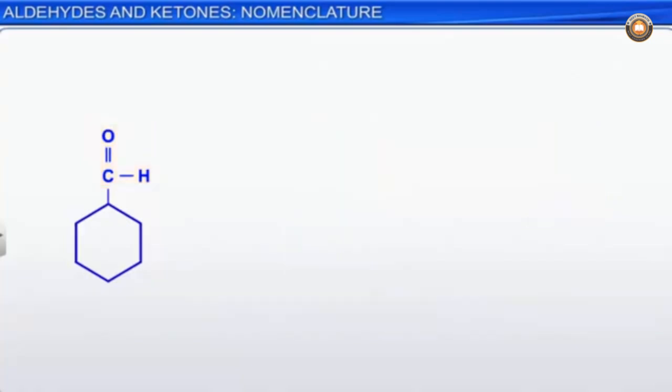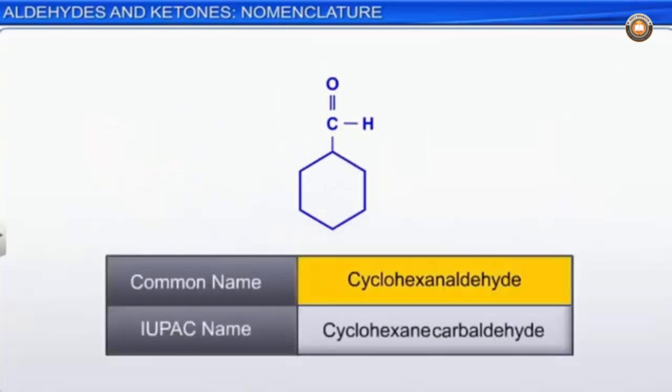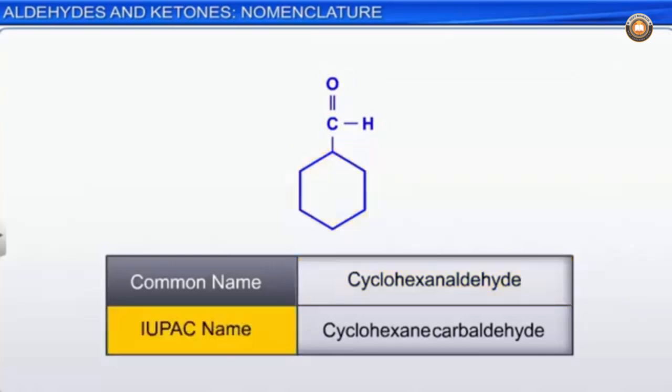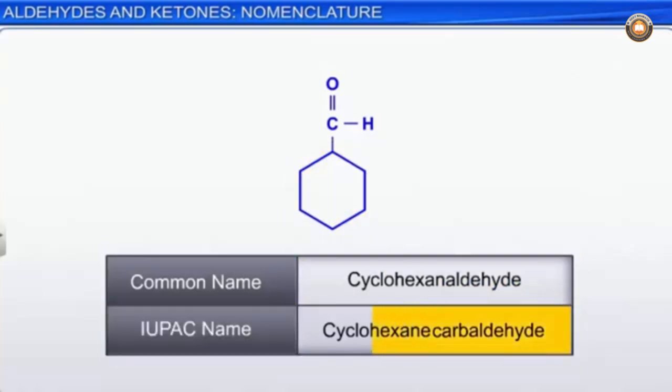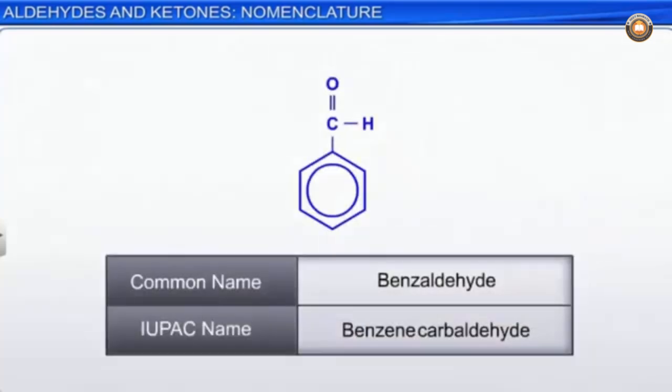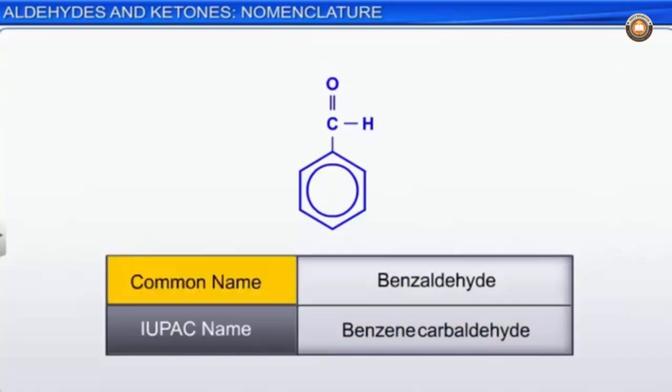For example, in cyclohexanaldehyde, the aldehyde group is attached to a 6-member cyclohexane ring. Hence, its IUPAC name can be written by adding the suffix carbaldehyde to the cyclohexane. That is, cyclohexanecarbaldehyde. Similarly, the IUPAC name for benzaldehyde can be written as benzenecarbaldehyde. Note that the common name benzaldehyde is also accepted by IUPAC.